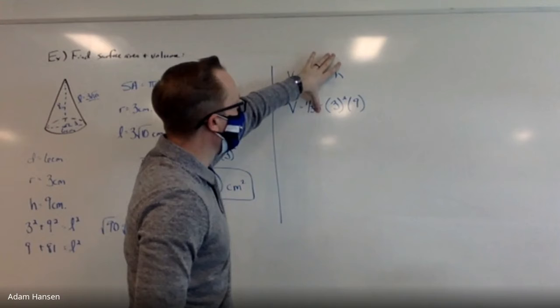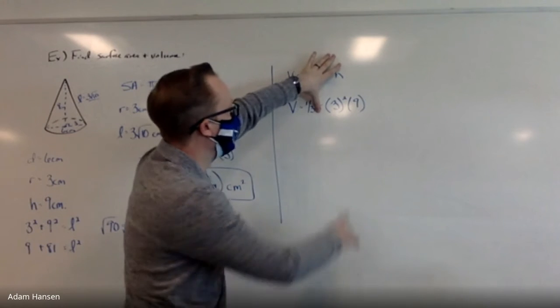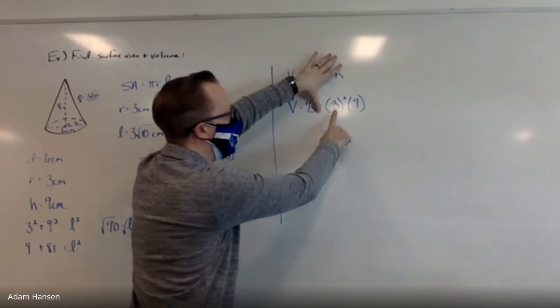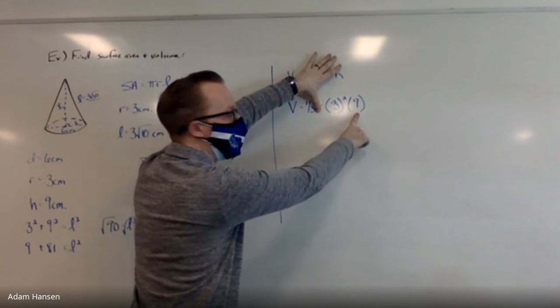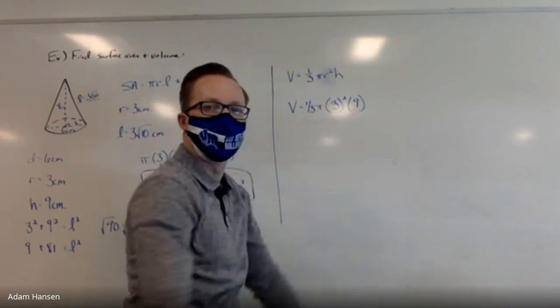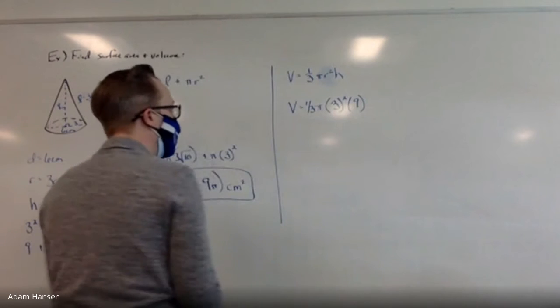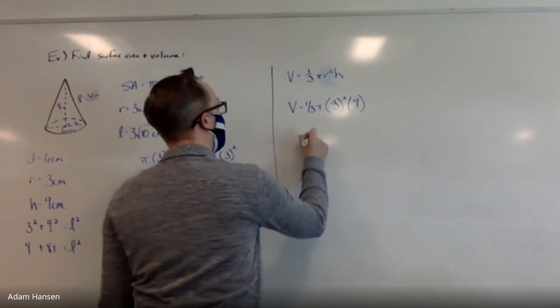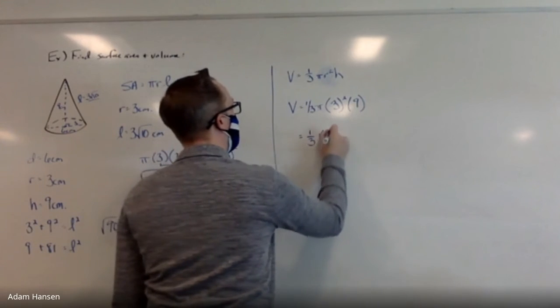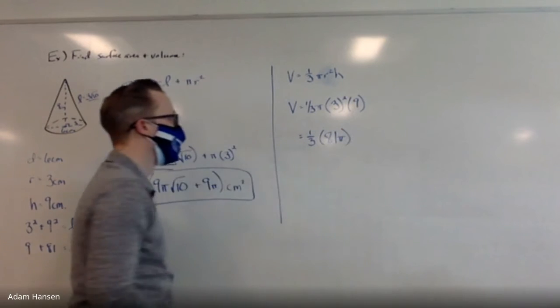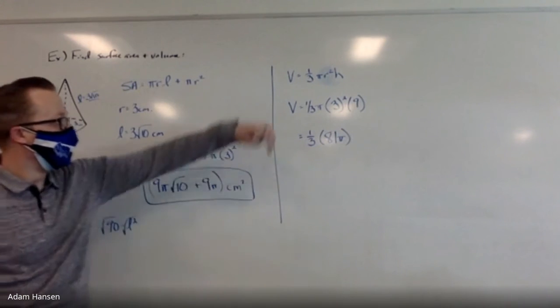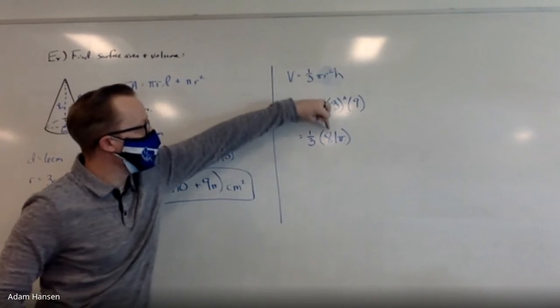What operation says take 3 squared first? Guess what's 3 squared? 9. What's 9 times this 9? 81. So I'm going to bring down 1/3 of 81 pi. Nine times 9 times pi is 81 pi.